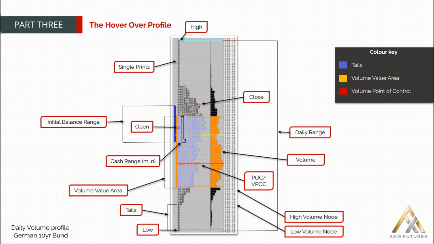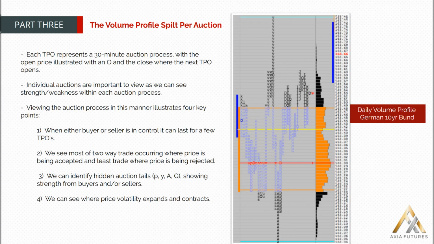We then have the high volume node and the low volume node. A high volume node is where a lot of volume is transacted.